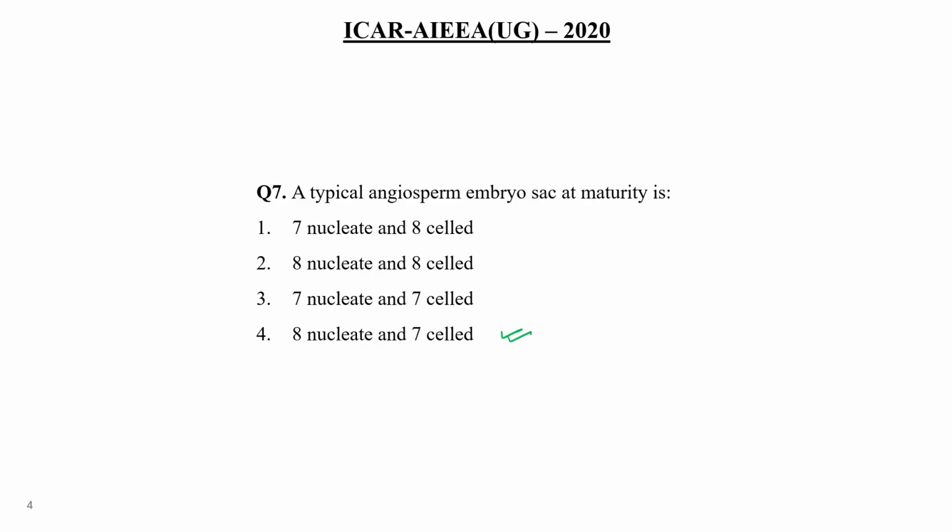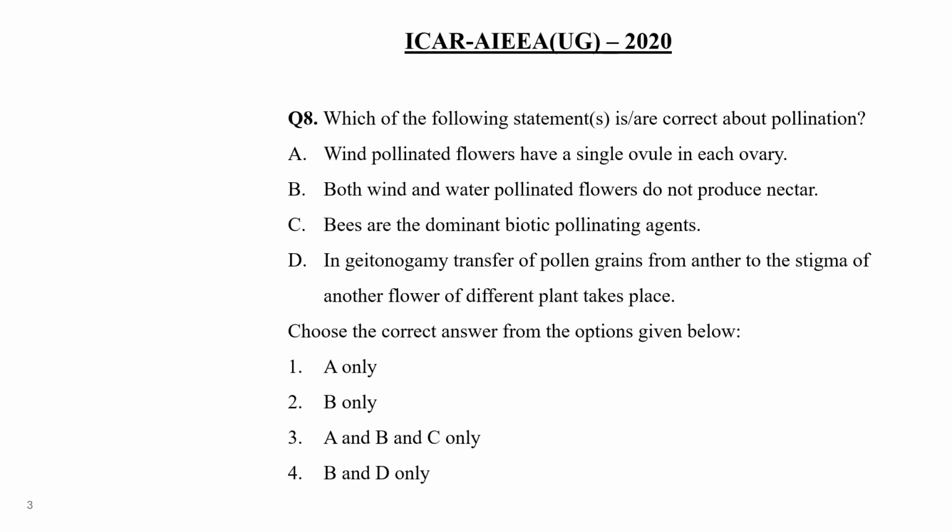Clear? Now, question number 8. Which of the following statements, one or more than one, are correct about pollination? I'll read out all four options, then we will decide. Choice number one: wind pollinated flowers have a single ovule in each ovary.